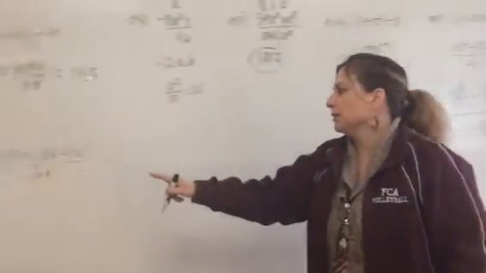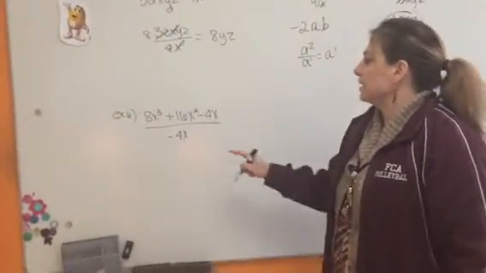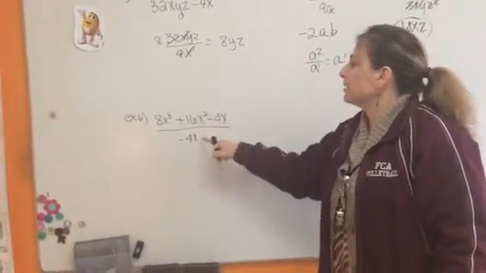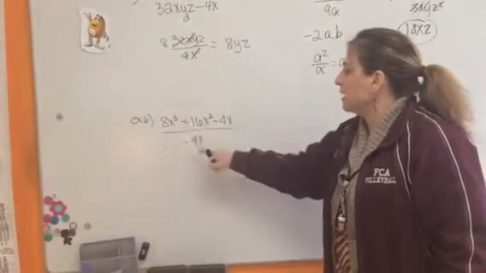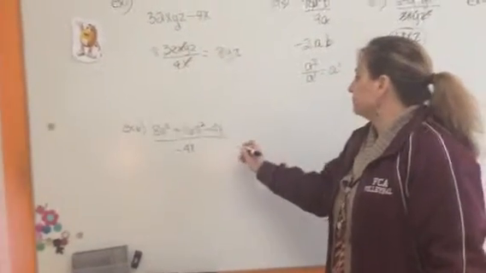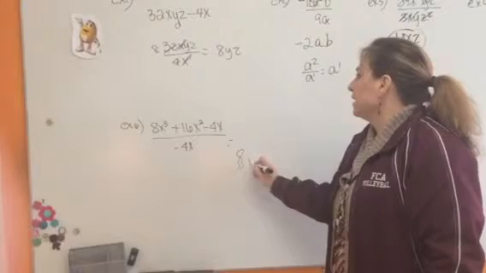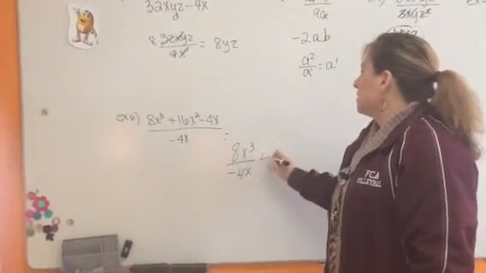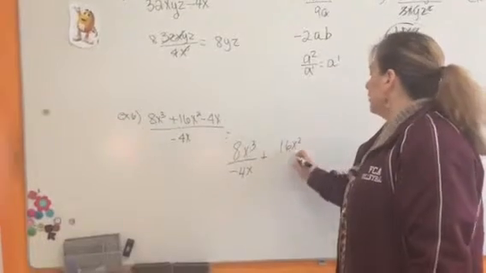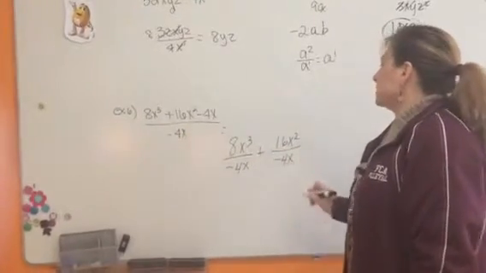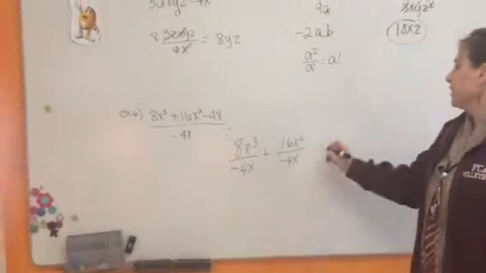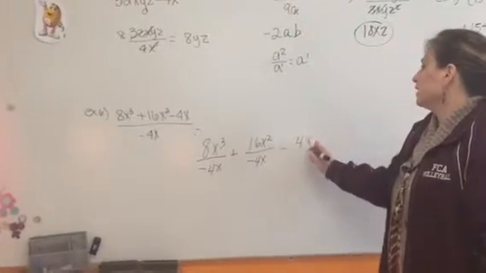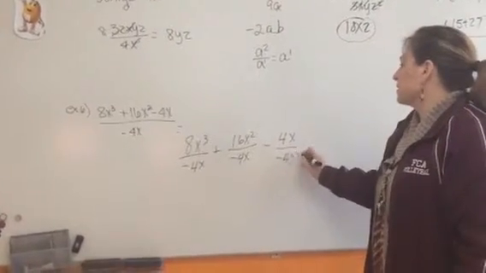Now we have a trinomial. This is the hardest one out of all the examples. What are we going to do with the denominator? We have to put that under that, and that under that, and that under that. So this becomes 8x cubed over negative 4x plus 16x squared over negative 4x. Notice I am carrying through the negative. Minus 4x over negative 4x.